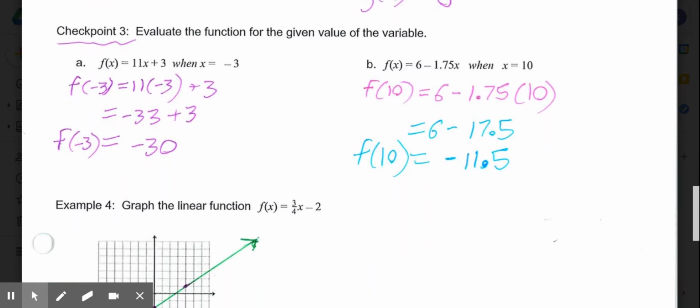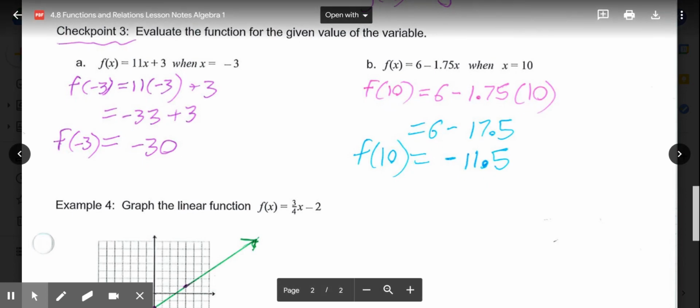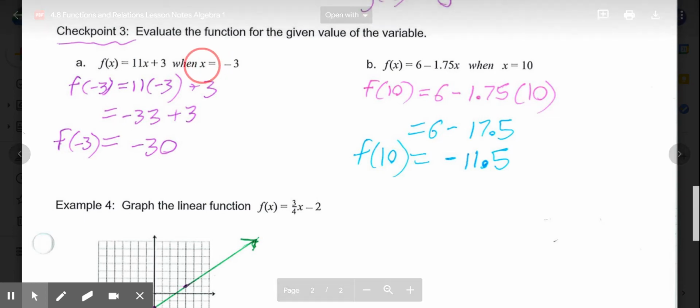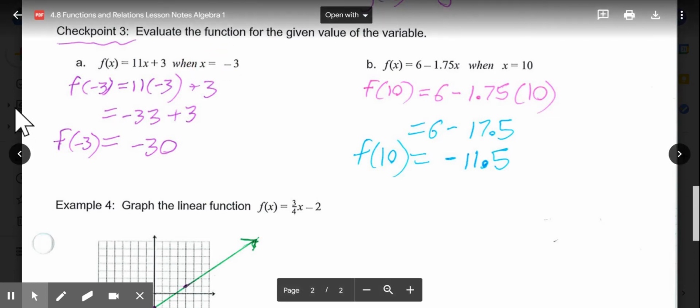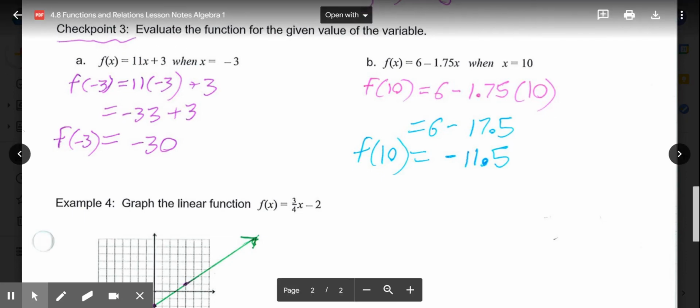Do the same in checkpoint 3 here. f of x equals 3x plus 3, and we're evaluating for x equals negative 3. So f of negative 3 equals 3 times negative 3 plus 3, a lot of 3's. So f of negative 3 would equal negative 9 plus 3. So f of negative 3 equals negative 6. Again, same thing as y equals 3x plus 3. This is just function notation.